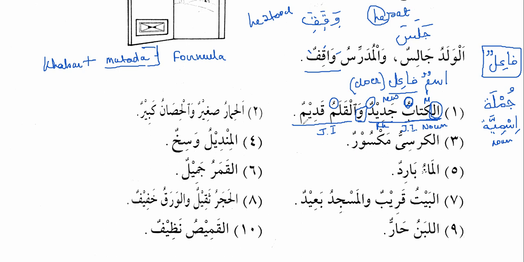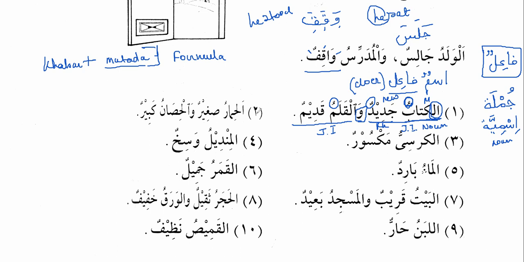Al-qalamu qadimun. Qadim means old. Jadid means new. So in these sentences, you will learn a lot of opposite words. Jadid, qadim. These are all opposites. So you can make a list of opposite words.